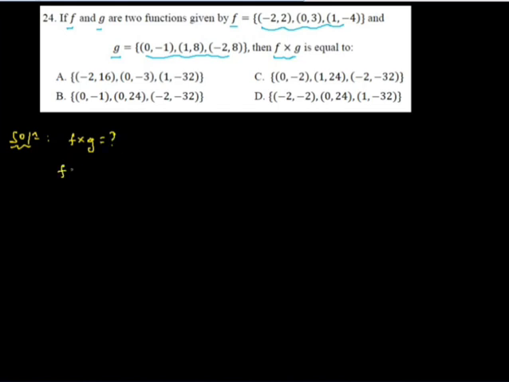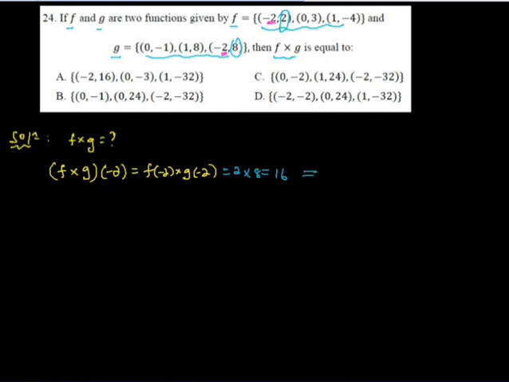Now f times g at some number, what do we need here? f at minus 2 and g at minus 2 are defined, so we can calculate f times g at minus 2. Okay, this means f of minus 2 times g of minus 2. What is f of minus 2? f of minus 2 is positive 2 and g of minus 2 is 8. So this becomes 2 times 8. The result is 16.